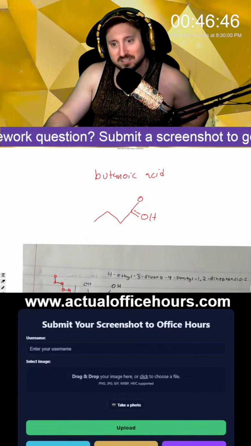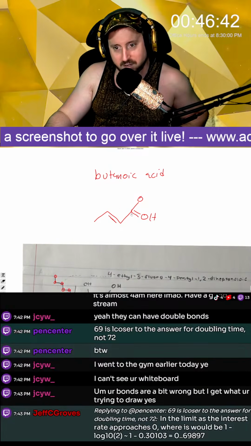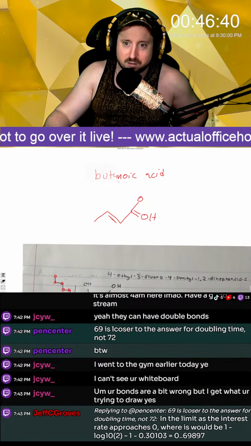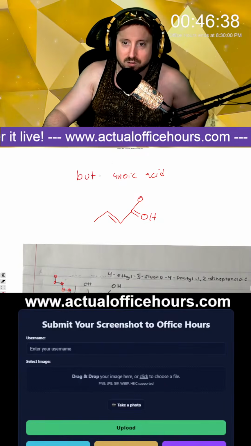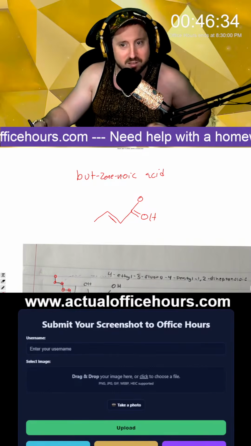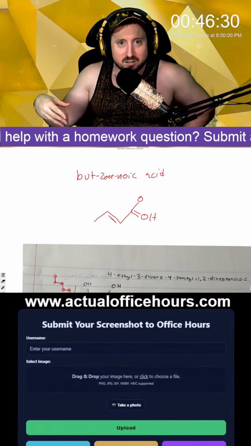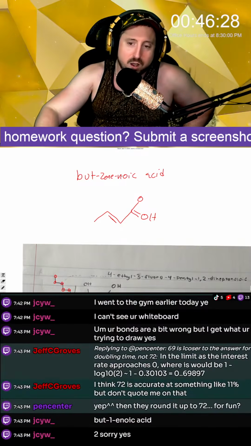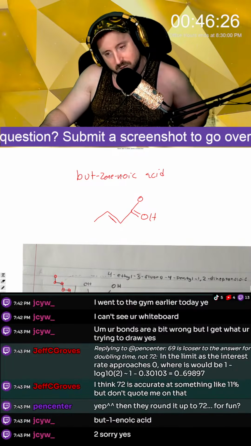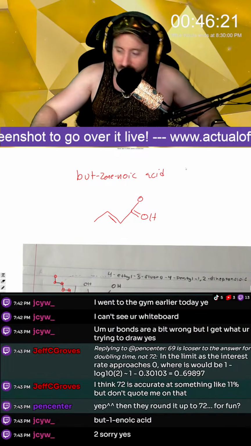You get what I'm trying to draw? Yeah, okay. But if you had a double bond here, per se, would that be but-2-enoic acid? Or but-1-enoic acid? Oh, or 2. Okay, cool. Alright, that's all I was wondering.